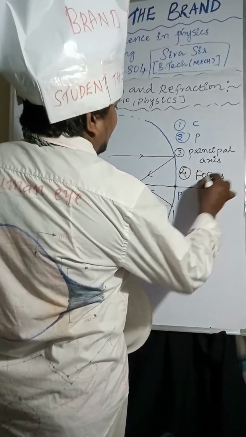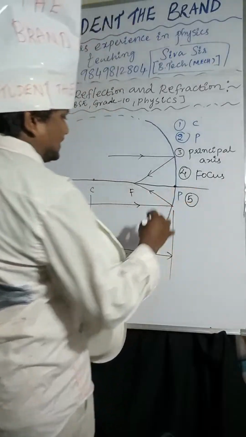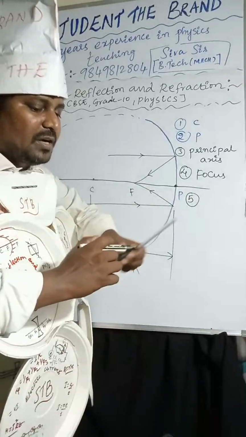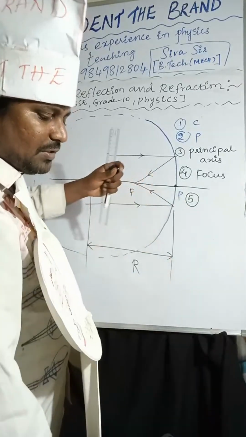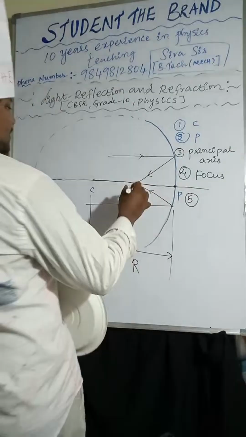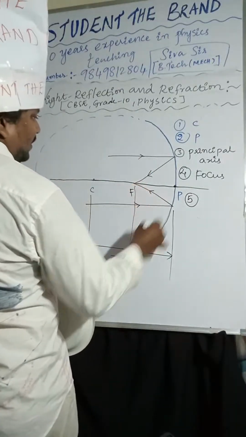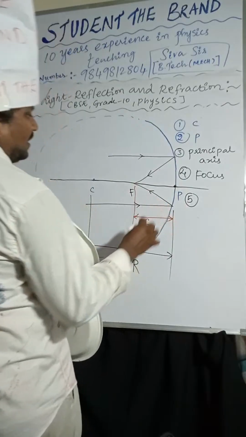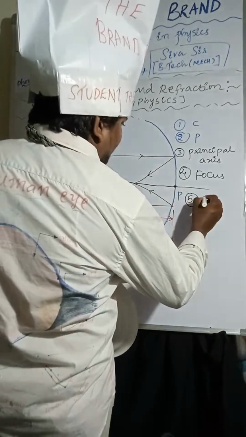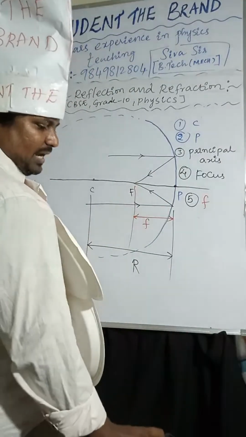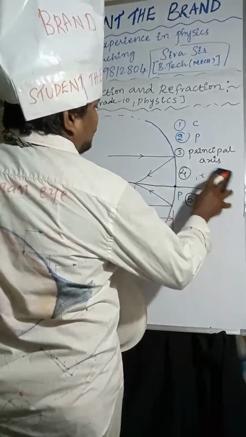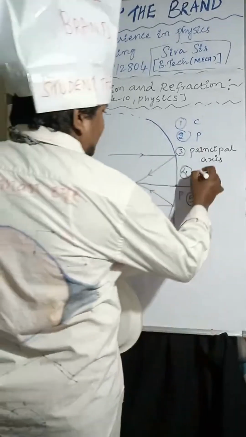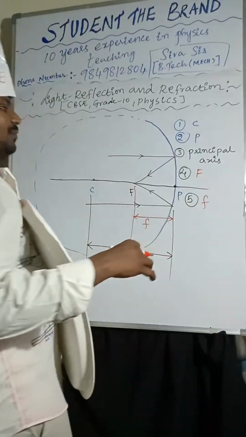And coming to the fifth one, the distance between the focus and pole is called the focal length. It is denoted with a small f. The focus is denoted with a capital F, and small f is the focal length.